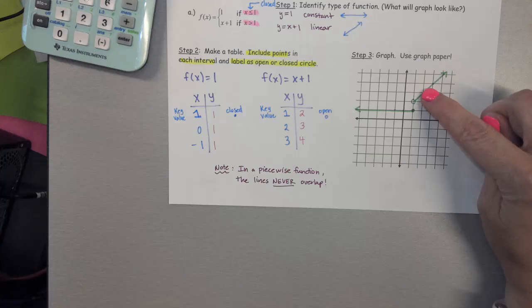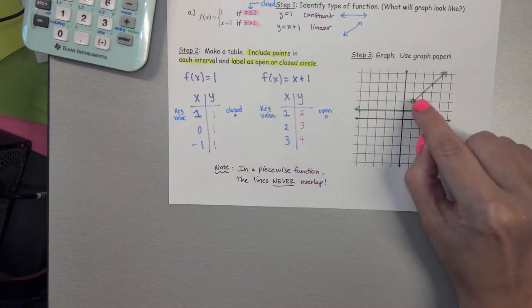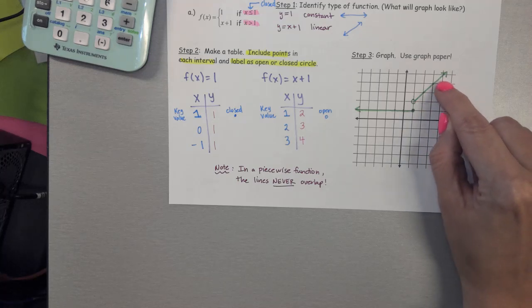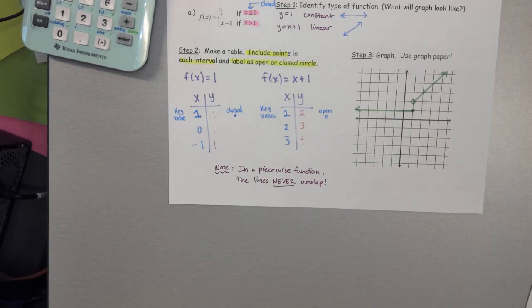Okay, so you have to plug in the 1 so you can find the value right next to it that's going to continue on this interval. So you can't just skip to the next whole numbers because you're missing all those decimals in between.